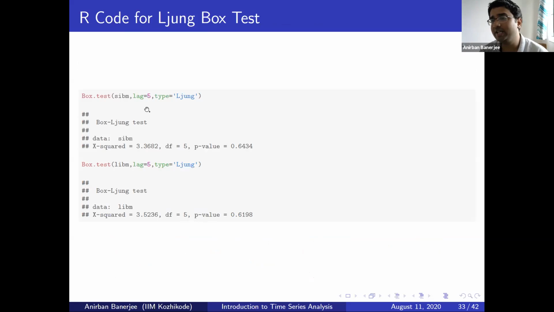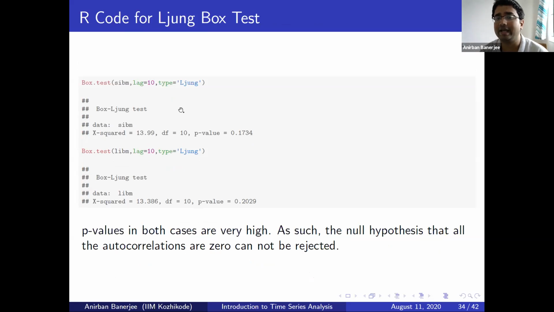What happens if I change this from lag 5 to lag 10? Even now you find the p-values are high enough. So p-values in both cases are high enough, and the null hypothesis that all the ACFs are 0 cannot be rejected.